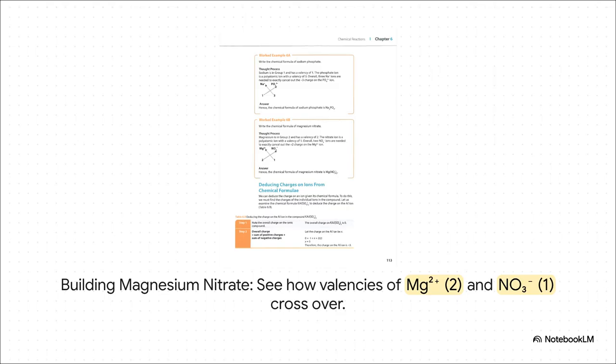The 1 from nitrate comes down to Mg, and remember, we don't write the 1s. The 2 from magnesium comes down to the nitrate. But wait, we need 2 of the entire nitrate group. That's where the brackets come in. We put NO3 in parentheses and the 2 on the outside. This tells us we need 2 whole nitrate Legos to click onto our 1 magnesium Lego.